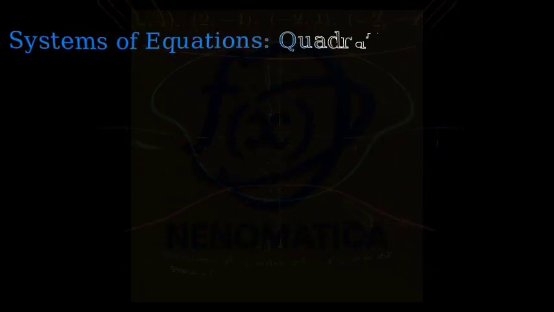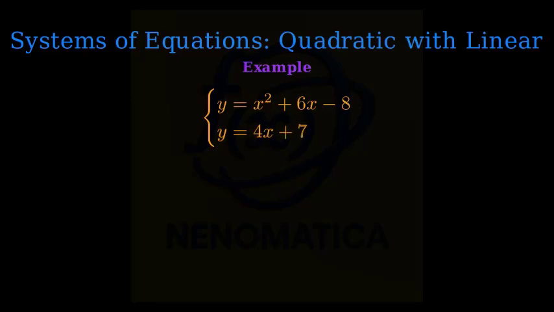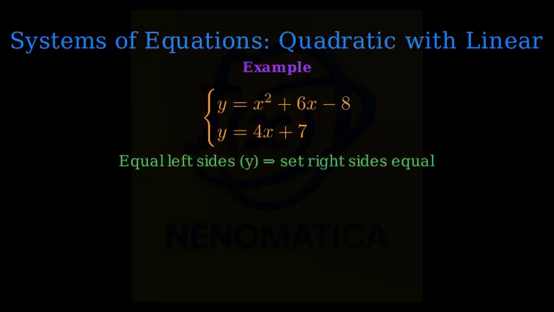In this lesson, we will solve a system consisting of a quadratic and a linear equation, showing every step clearly and also visualizing the two curves and their intersection points. Example, solve the system: y equals x squared plus 6x minus 8, and y equals 4x plus 7. Step 1. The left sides of both equations are the same variable y. Therefore, the right sides must be equal. So we write x squared plus 6x minus 8 equals 4x plus 7.